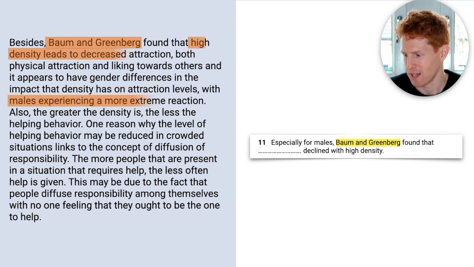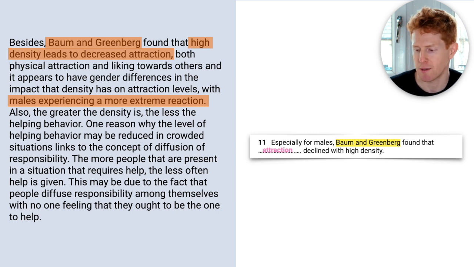Okay, the answer is here. High density leads to decreased attraction. Males experience a more extreme reaction. The answer must be attraction. Especially for males, Baum and Greenberg found that attraction declined. So declined and decreased are synonyms with high density.